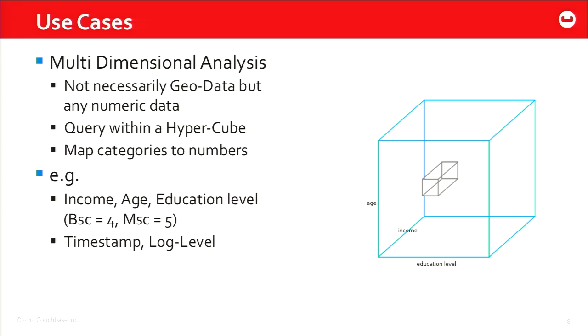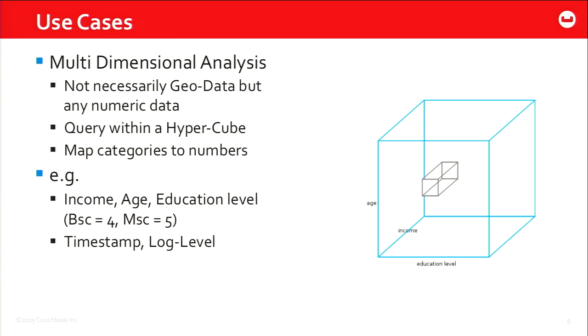Typical use cases: one use case is not related to any geographic information. It's just multi-dimensional data analysis, which means if you see this cube here, then this cube has 3 dimensions. One is the age, one is the income, and one is the education level. And our spatial views allow you to index based on those multi-dimensional data sets.